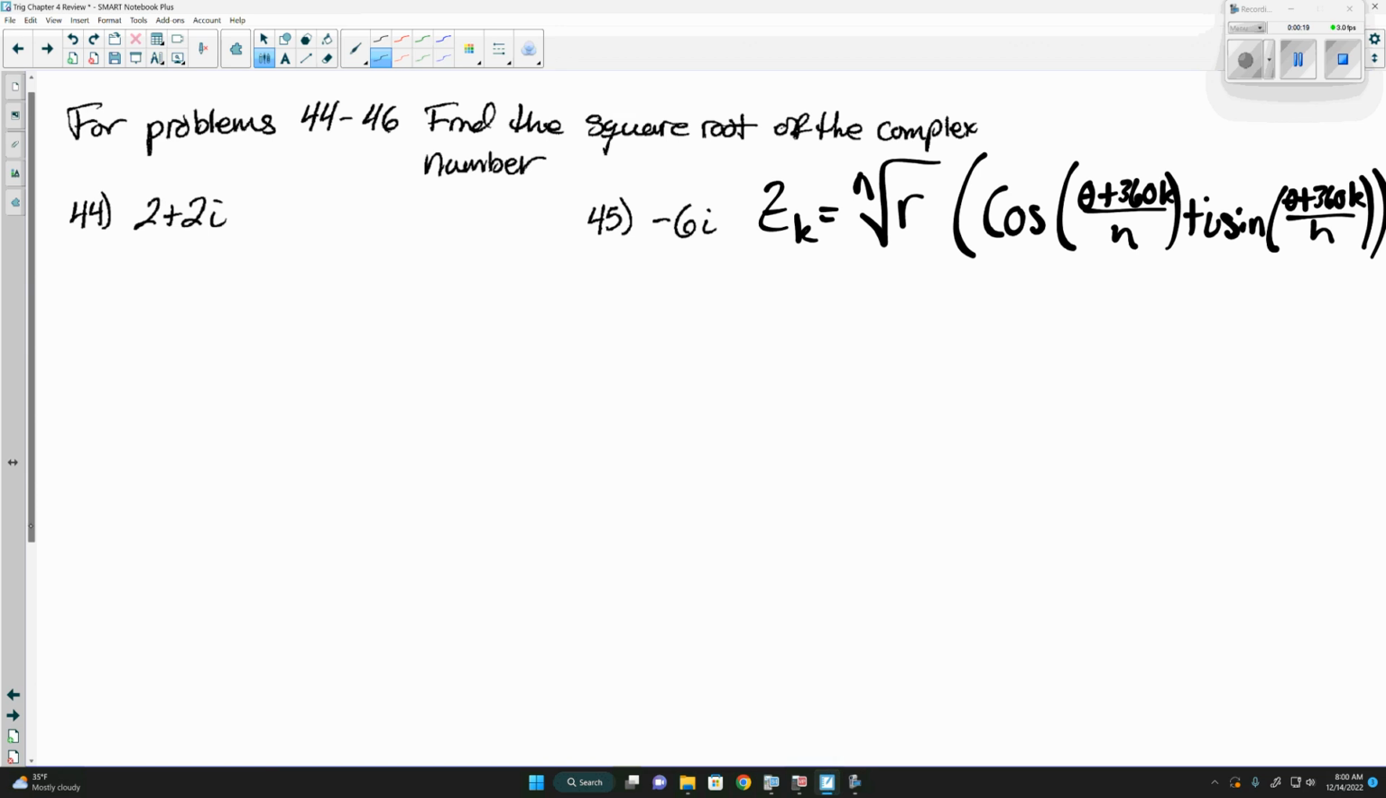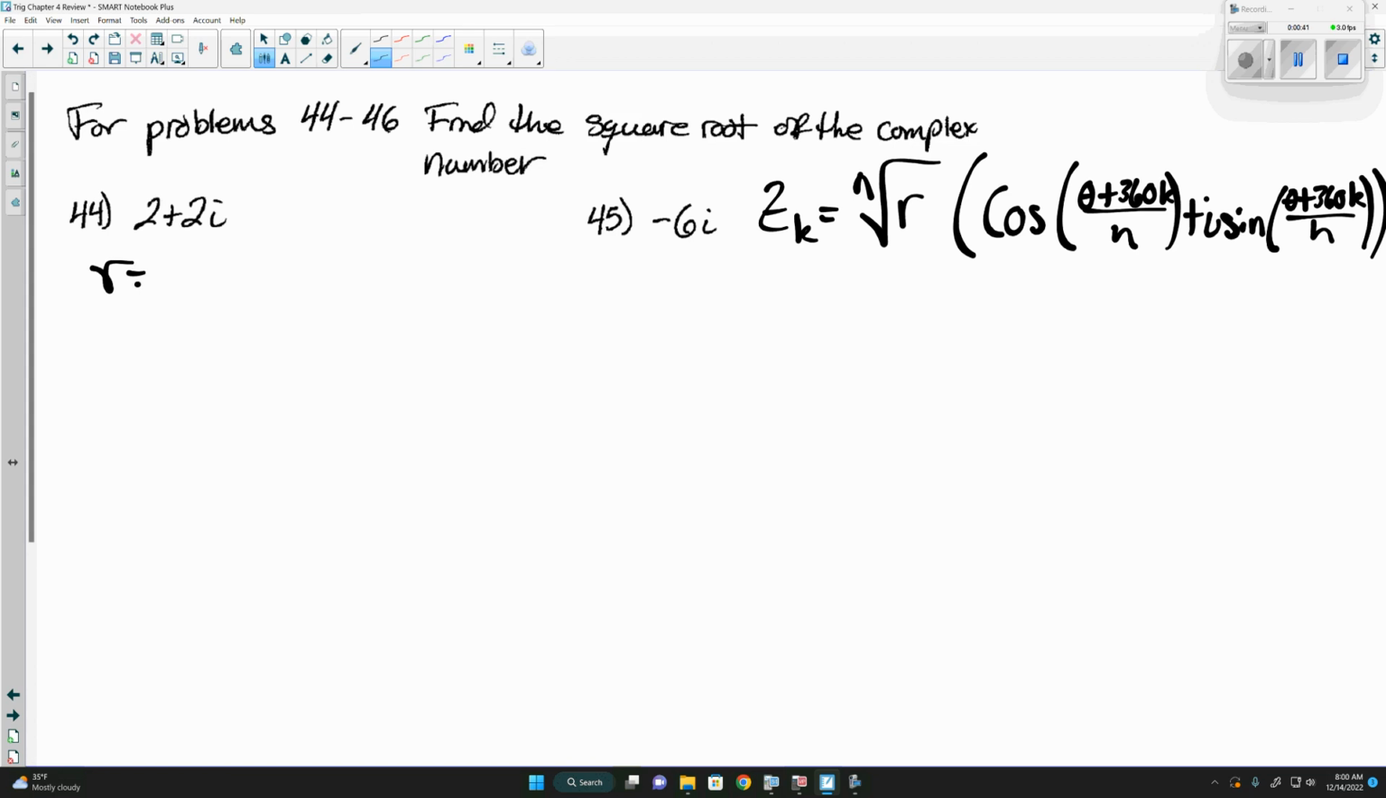One, finding the square root, and then kind of nth roots with these here. Now, luckily for these here, the last ones that we're doing, it's a lot of just calculator work, setup and calculator, setup and calculator. So we can look at either one of these here. So we can do 44, 2 plus 2i.